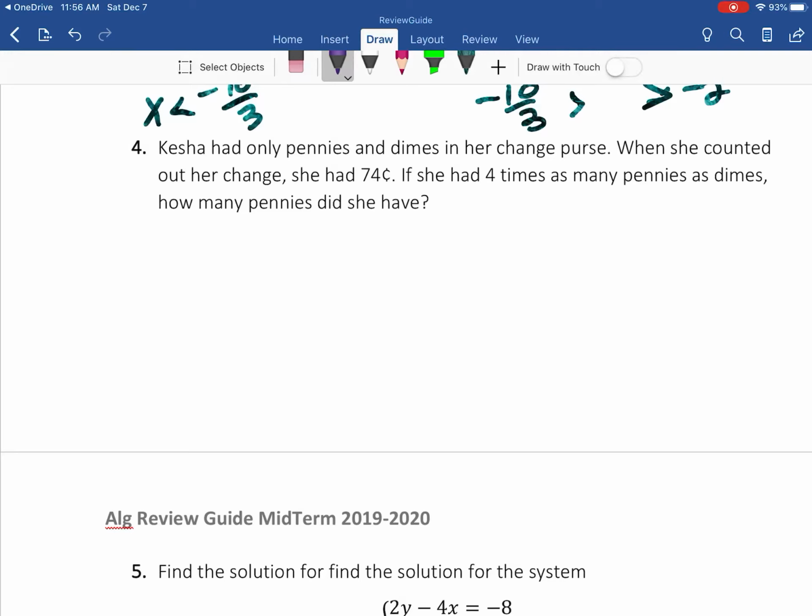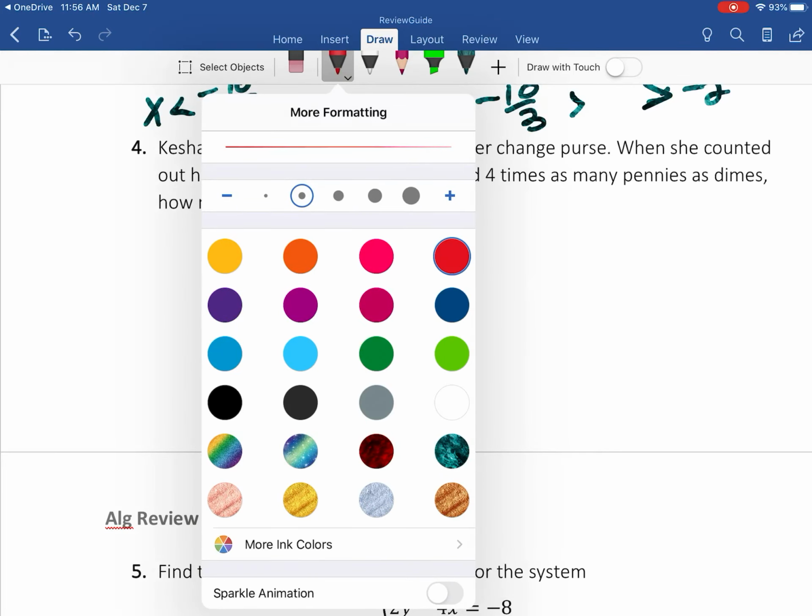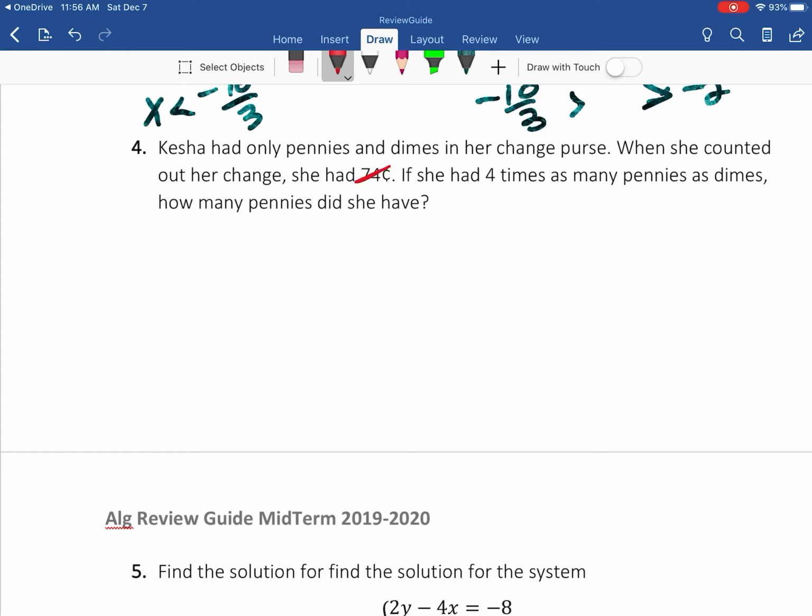All right, so I'm going to go over number 4. Number 4, the 74 cents and the 4 times won't work, because I was just picking random numbers. This needs to be 84 cents for it to work, okay?